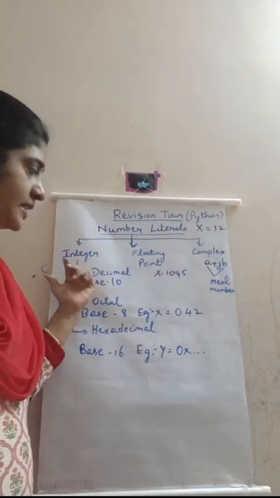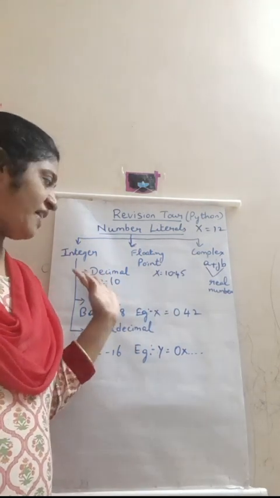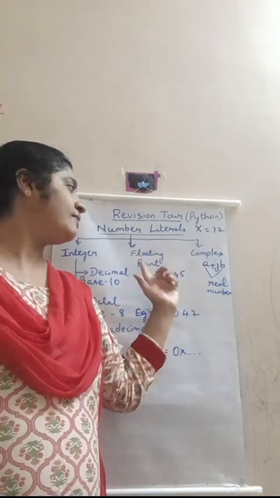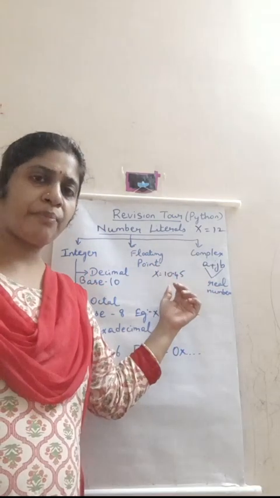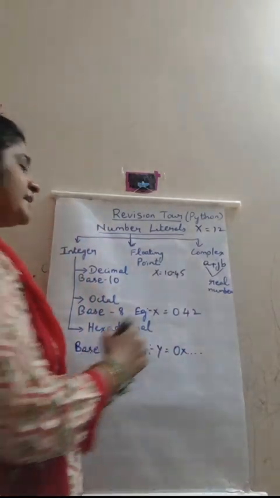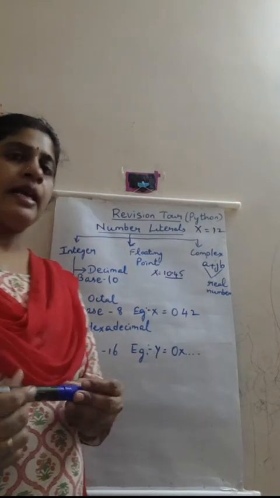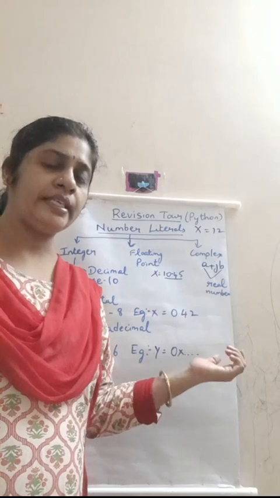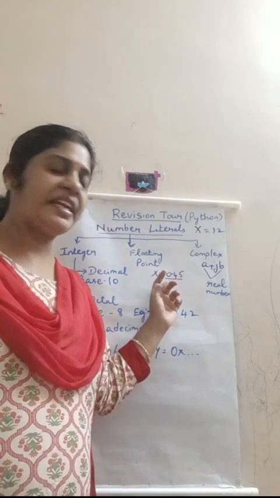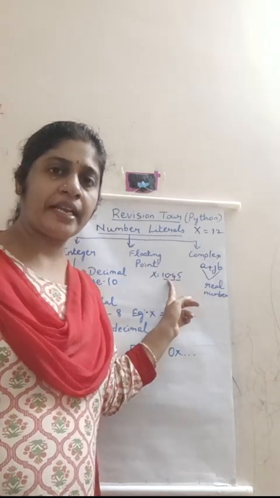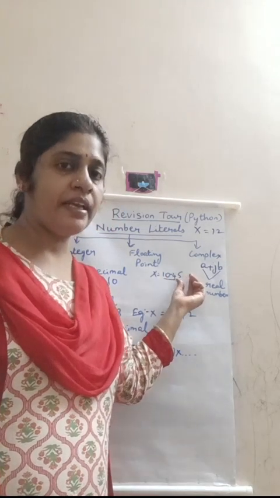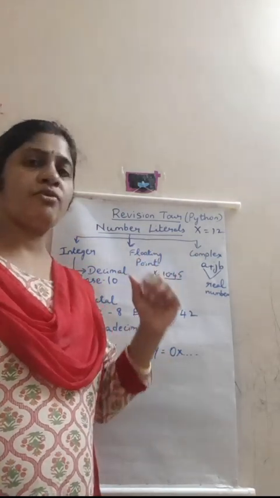So there are 3 types of integers. We are familiar with the decimal type, which is having base 10, and the rest 2 are octal and hexadecimal. The next number literal is the floating point number literal. When you write a floating point number in a variable, that is, if I write x is equal to 10.45, this 10.45 is a floating point literal. A floating point literal has 2 portions: an integer part and a decimal part. It has an integer portion before the decimal point, and after the decimal point it has a decimal part. So this is about floating point numbers.